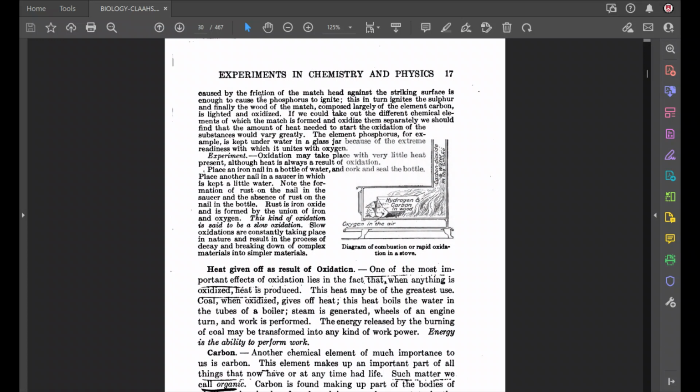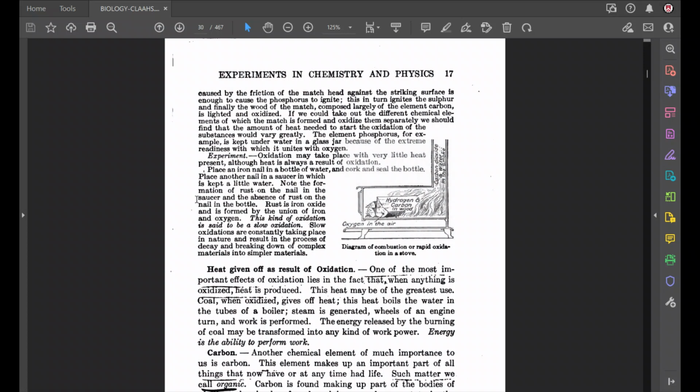Oxidation takes place. If we could take out the different chemical elements of which the match is formed and oxidize them separately, we should find that the amount of heat needed to start the oxidation of the substances would vary. The element phosphorus is kept under water in a glass jar because of the extreme readiness with which it unites with oxygen. That's why I said before, inflammability.